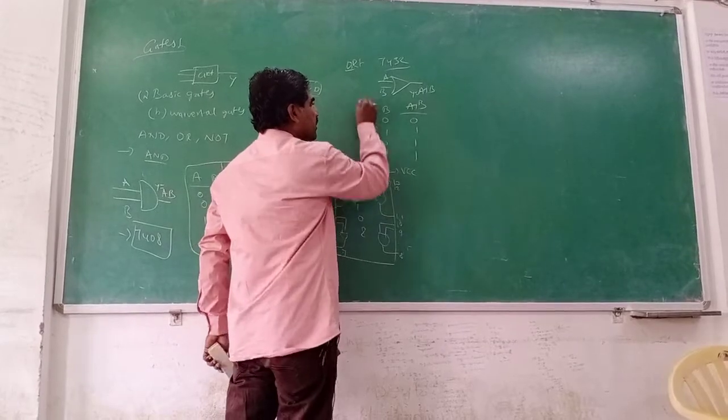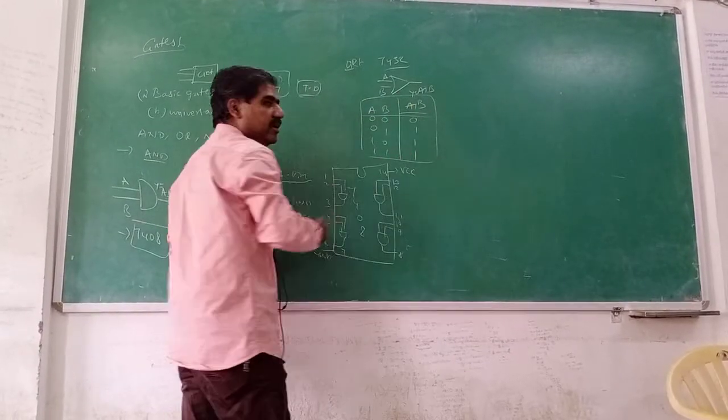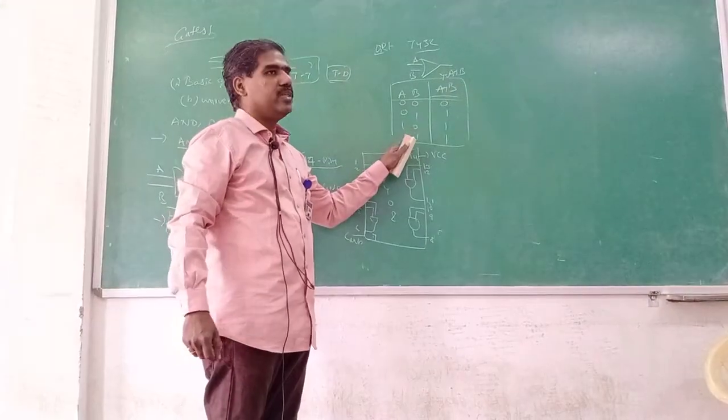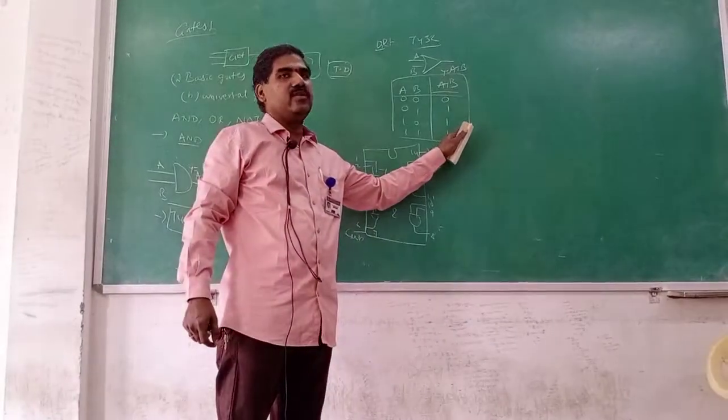In this we are having two definitions. It is a logic circuit in which output is high when both inputs are high. It is a logic circuit in which output is high when any one of the inputs is high or low.